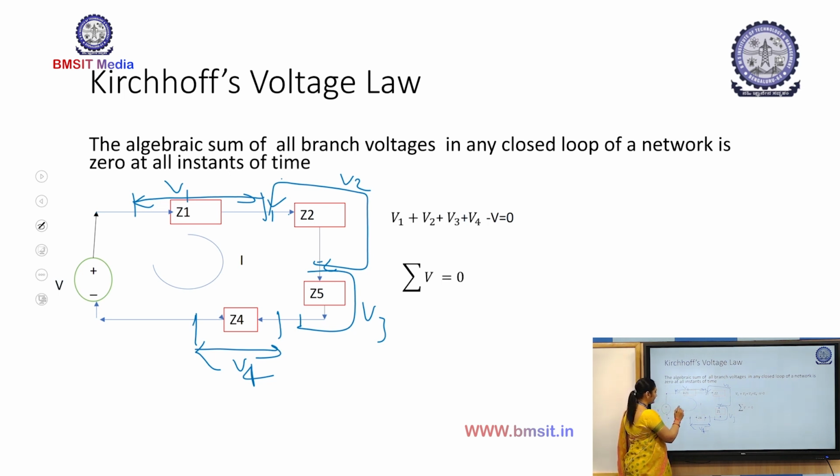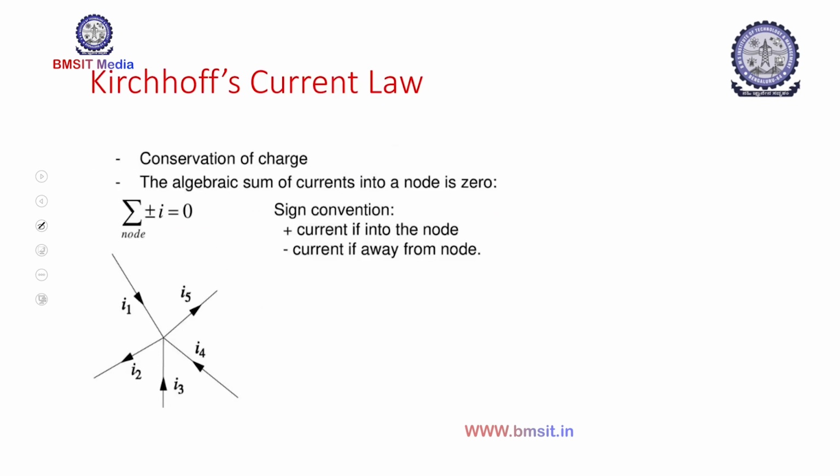Here it is in the positive direction. Here it goes from minus to plus, so this voltage source will become negative. The sum of these will be equal to 0. The algebraic sum of these voltages will be equal to 0 as per Kirchhoff's law.